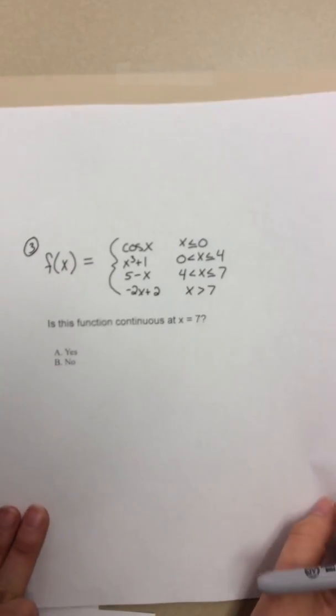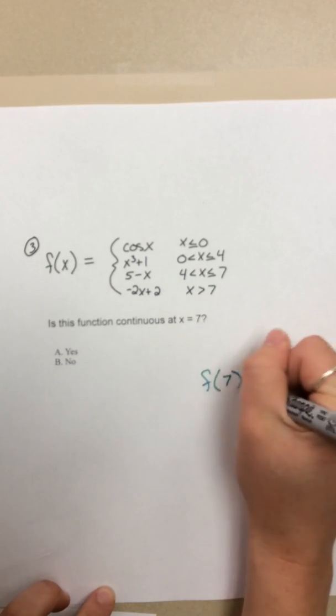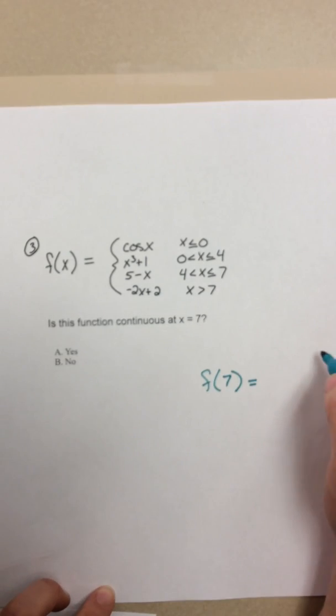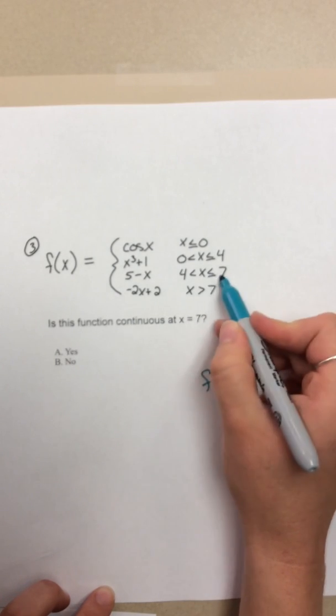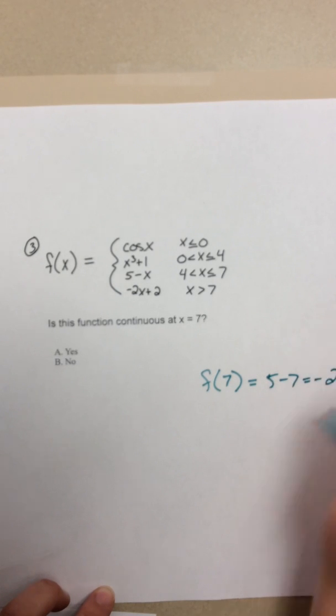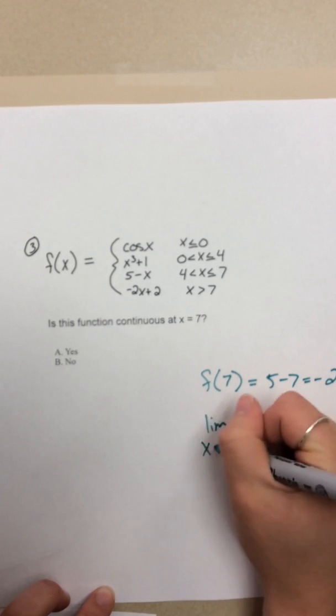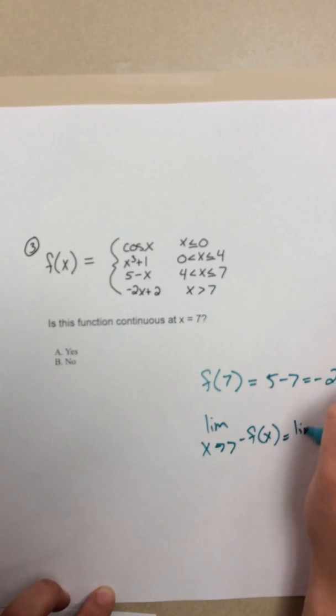The next one. Is this function continuous at x equals 7? So I would try f of 7 to see if the function value is defined. I can see up here there's a less than or equal sign, so that's good. So I have 5 minus 7, which is equal to negative 2. Now I check the limit from the left. Is it equal to the limit from the right?